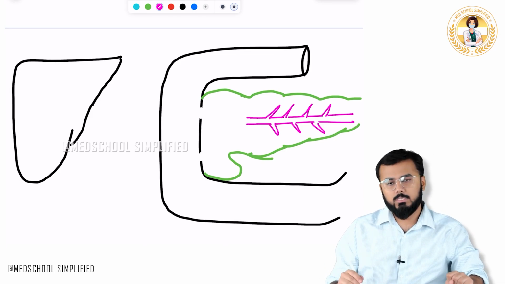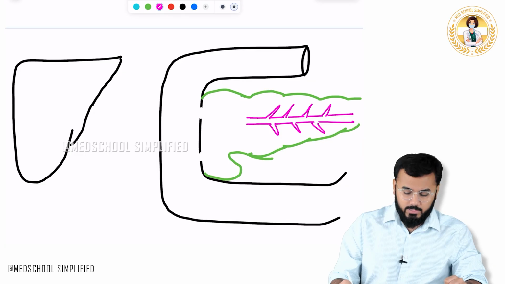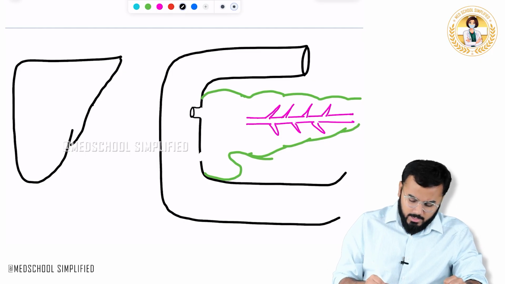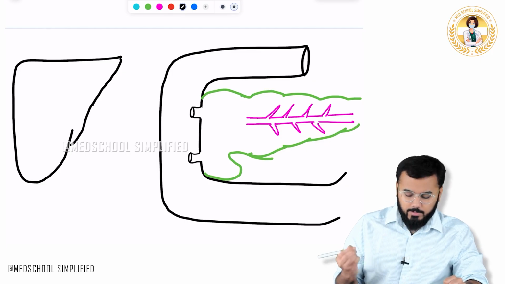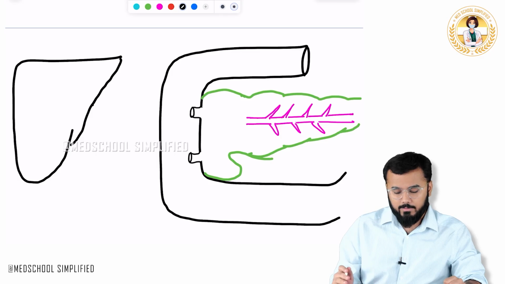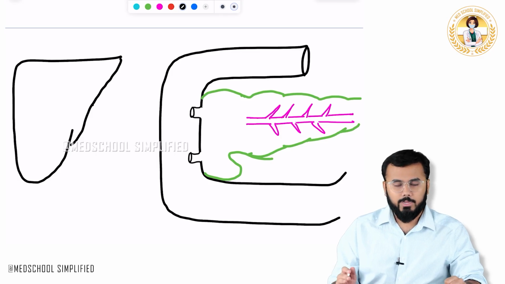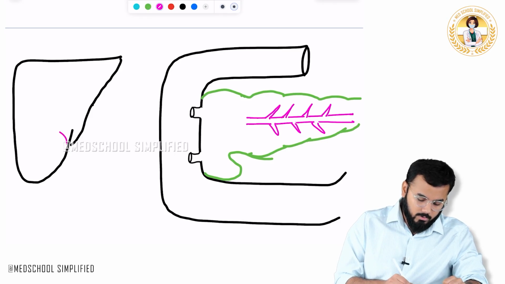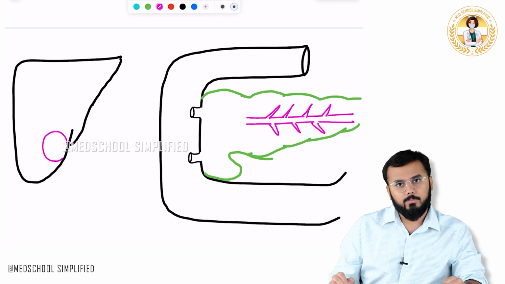Now, leave this thing over here, and by the way, one last important thing, that here you have got a minor duodenal papilla and this papilla over here is called a major duodenal papilla. I'll write down these names later on, okay? Now, here you have got the gallbladder. All of you know that this is the gallbladder over here.